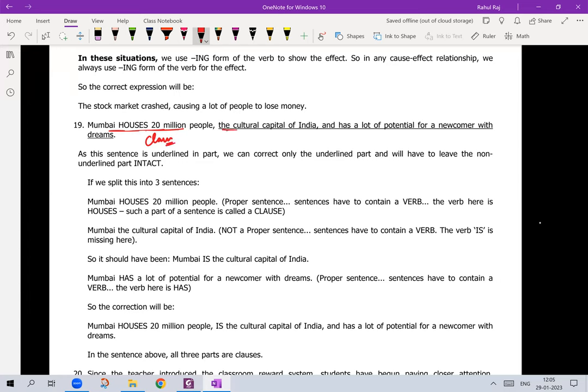The cultural capital of India. This is not a clause. This is a phrase. Now there's an "and". Has a lot of potential. Mumbai has a lot of potential for newcomers. This is again a clause. And this "and" looks for parallelism. Simple logic. So after "and", you have put a parallelism.